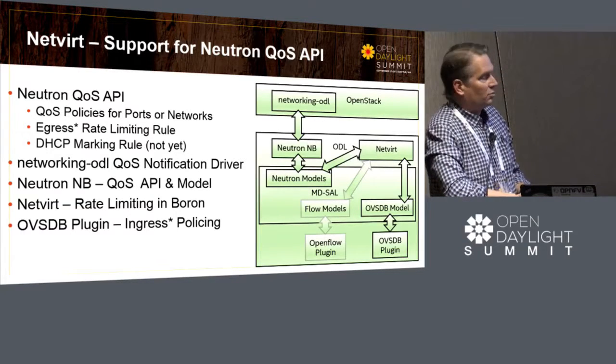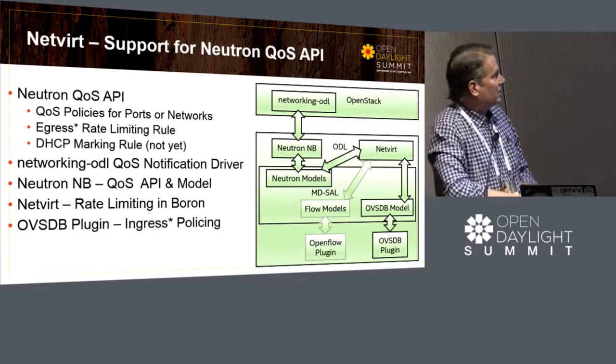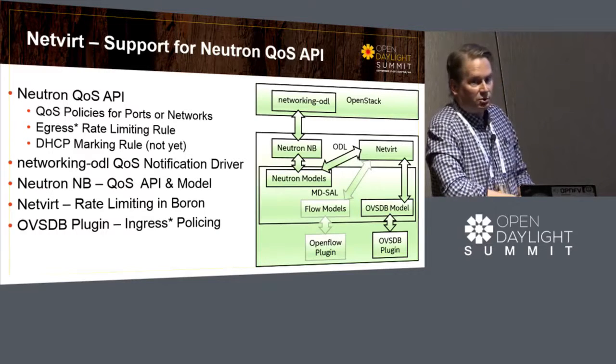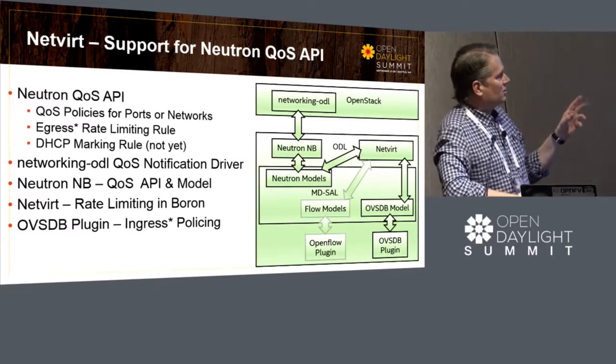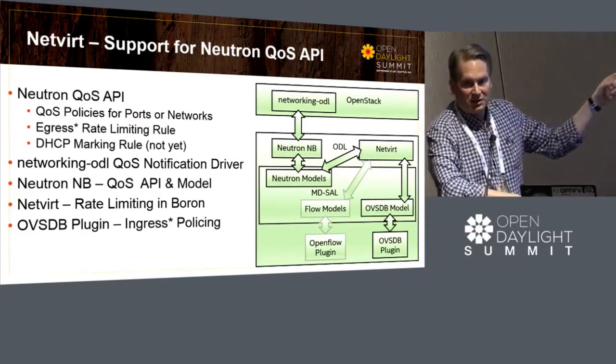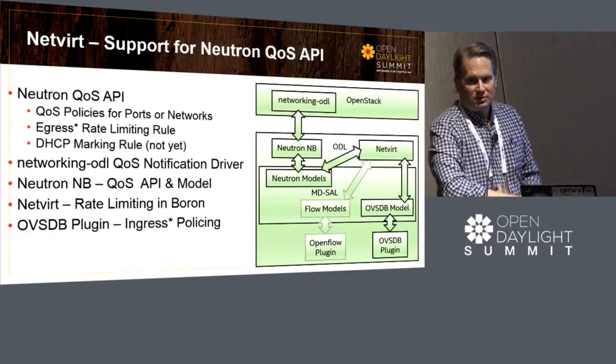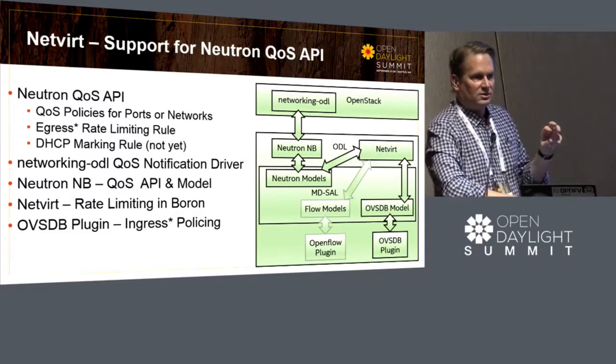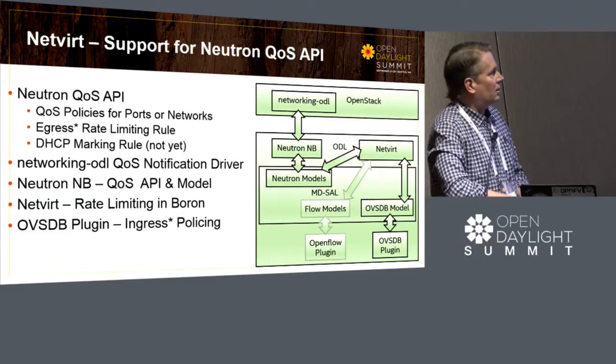So right now in NetVirt, at least in Boron initial release, we have rate limiting support. The rate limiting actually uses the ingress policer feature. So it's really just configuring the policing attributes of the interface table.